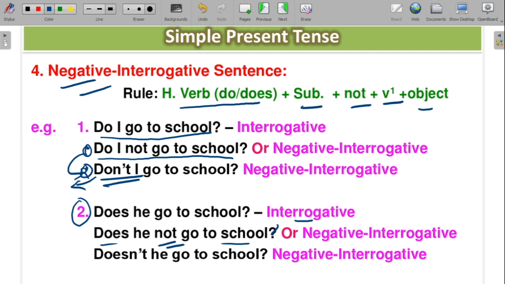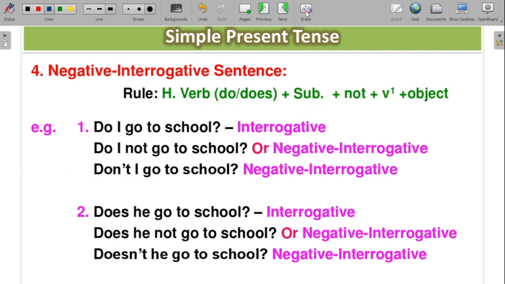Okay. So, these are negative interrogative sentences. Watch this video and try to understand them. Repeat it. Watch again and again. Listen carefully and try to understand. If you still didn't understand, let me know in the comment box and I will reply to you.